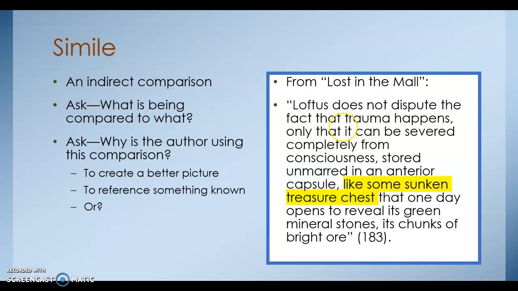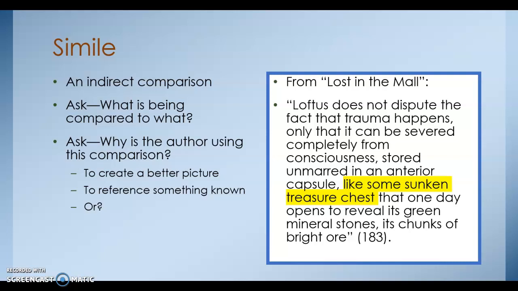And so here she's comparing the traumatic memory storage to a treasure chest. Which is an odd comparison, because you would think a traumatic memory is not a treasure. And so that's an odd thing to say, right? But then she does compare the memories revealed here to green mineral stones and chunks of bright ore. That would be what would be in a treasure chest. So if it's a traumatic memory encoded in your brain, those memories of what happened are your green mineral stones and chunks of bright ore. And again, these are pretty, right? Green mineral stones are pretty. Chunks of bright ore, pretty, because they're in a treasure chest. But if it's a traumatic memory, that's not pretty. And so again, the comparison's a little strange.